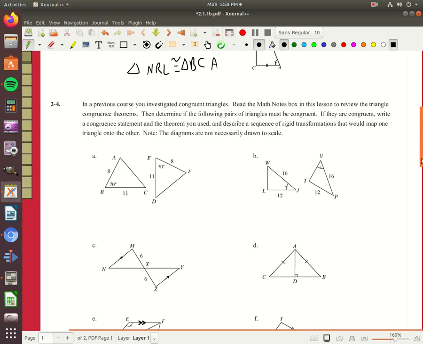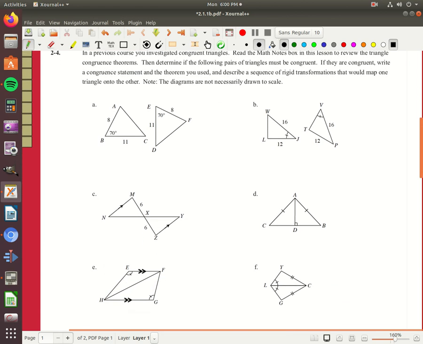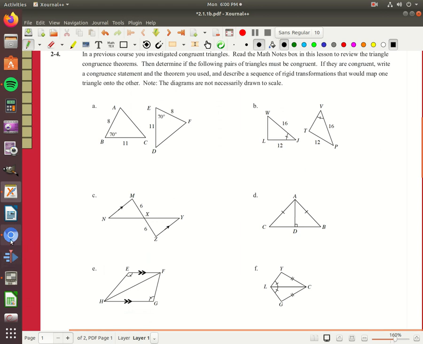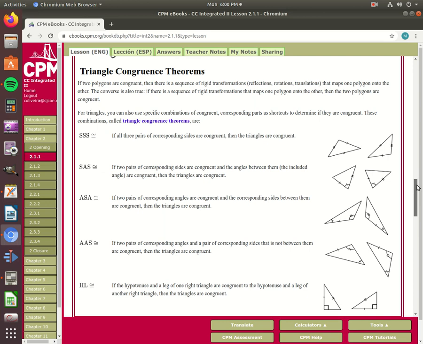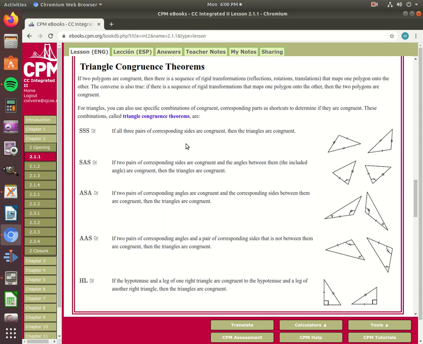Now it says in the previous course you investigated congruent triangles. Read the math notes box in this lesson to review the triangle congruence theorems. So that looks like this. We have these 5 triangle congruence theorems. Again, we learned all these in Integrated 1. We should be able to put these things in our note page.